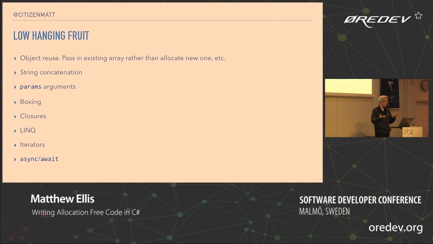Same with objects. You can do object pooling, and you can do all those kinds of things. String concatenation is an obvious one, which is going to allocate stuff for you. There are types which can help with that. Obviously, StringBuilder is going to be a good one for that.